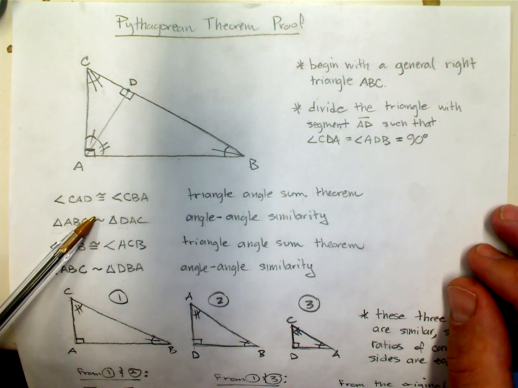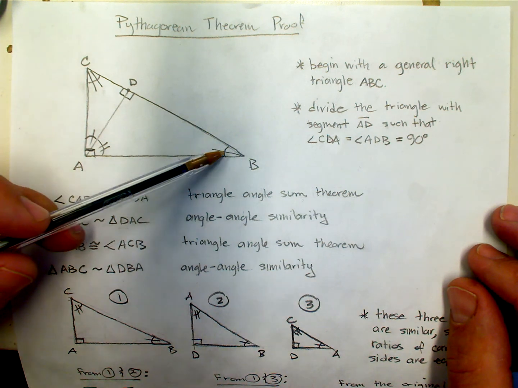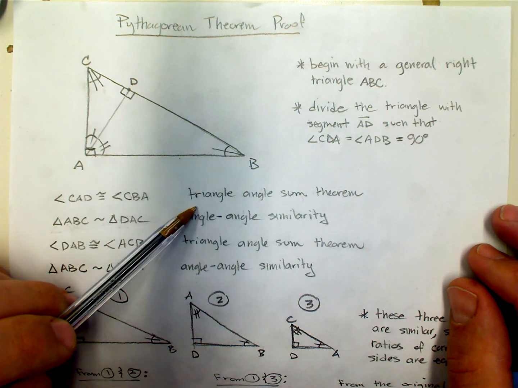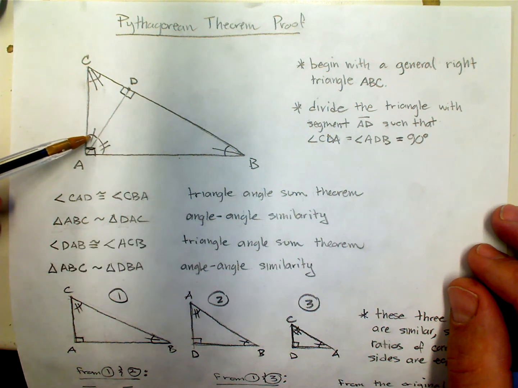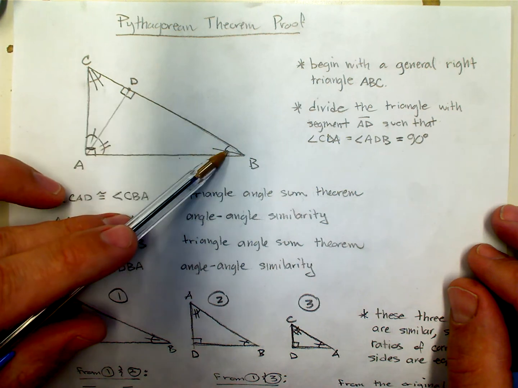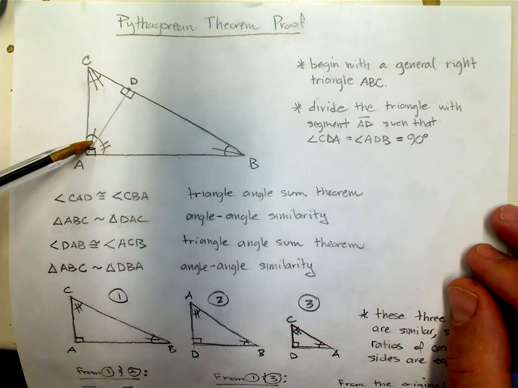And I can first say that this angle right here, CAD, has got to be congruent to this angle CBA over here. And that's from the triangle angle sum theorem. Basically, if these two angles add up to 90 degrees, right? These two angles also have to add up to 90 degrees, so these two angles must be equal.